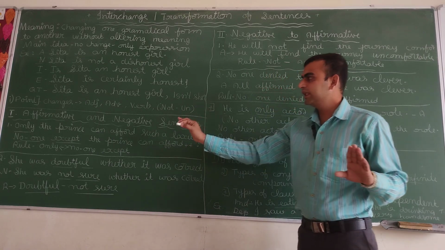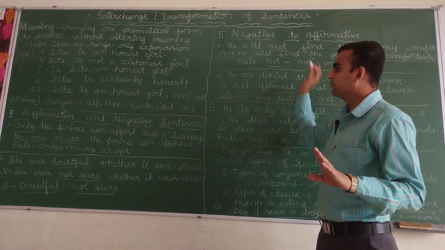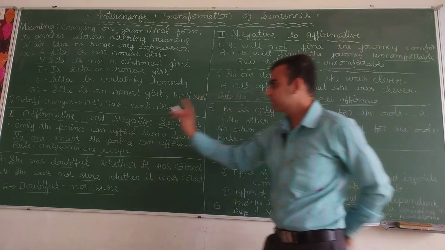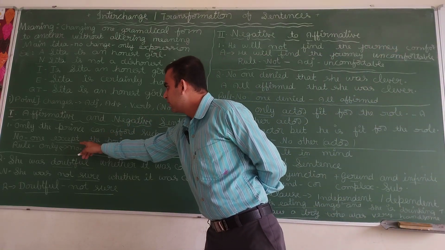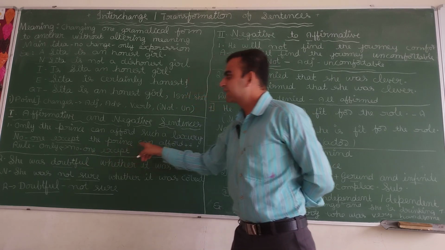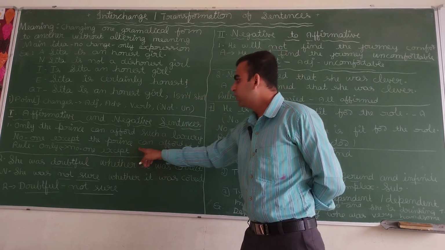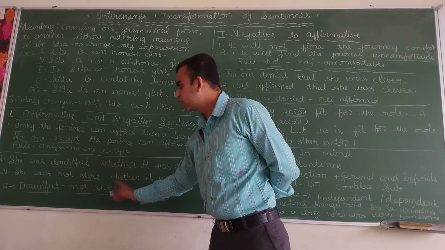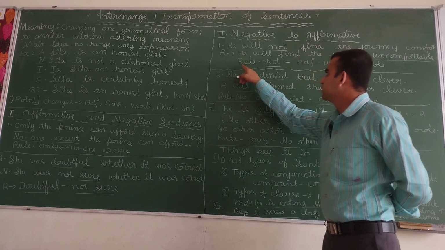This is about how to change affirmative to negative and negative to affirmative. We have learned 5 rules. First one, "only" always changes into "no one except". A second rule, "doubtful" always changes into "not sure".